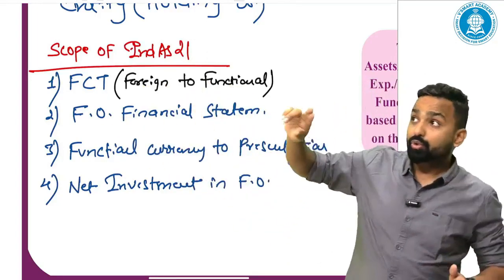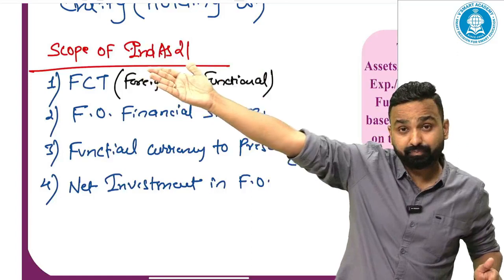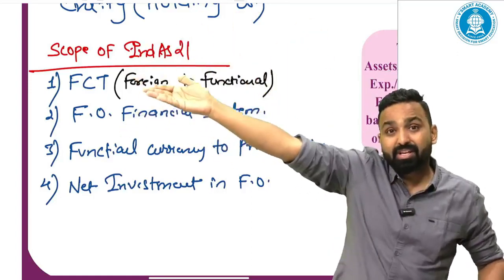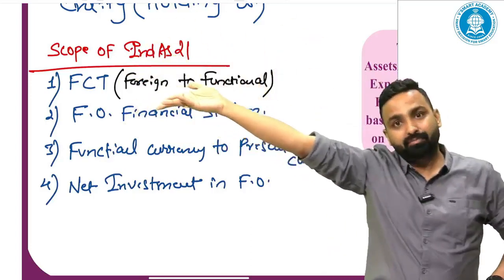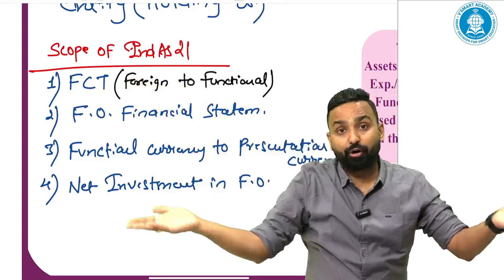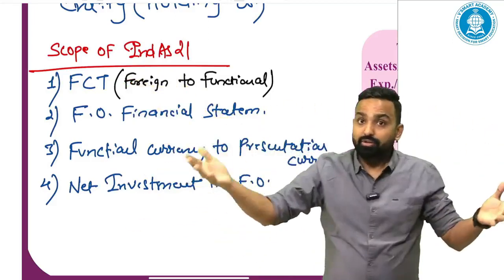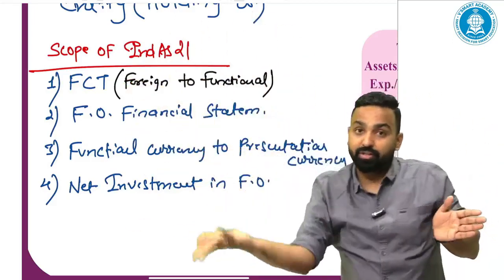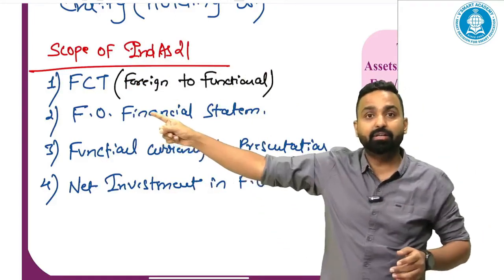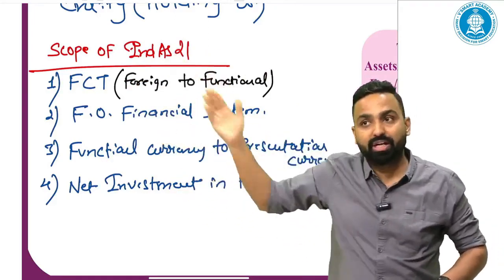Second, you have your foreign subsidiary, and the foreign subsidiary's financial statements are prepared in another currency, and your financial statements are prepared in a different currency. For the purpose of consolidation, the financial statements of the foreign operation need to be translated into the functional currency of the parent company. So this is the second treatment. So Ind AS 21 has these four relevances.